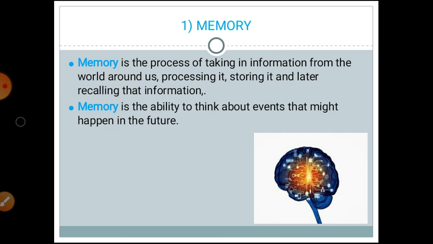What is memory? Memory means a process of taking information from our surroundings, then processing it, and after that storing it somewhere, and later recalling it when we require it. Memory is the ability to think about events that might happen in the future.